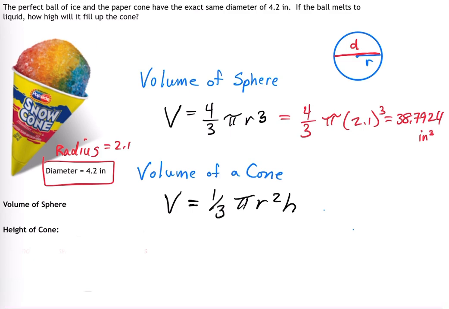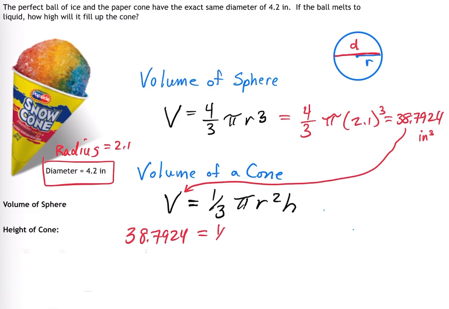Now, that volume, we're going to then say that thing melts and it's going to go into this cone. So this volume now is still going to be in the cone, 38.7924 inches cubed. And it's going to equal the formula then that says take 1/3 times pi times your radius, the exact same radius as the ball, which is going to be 2.1 squared times the height. Now our goal here is to solve for the height.